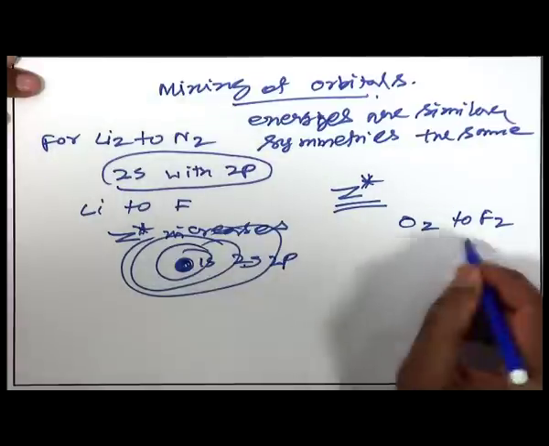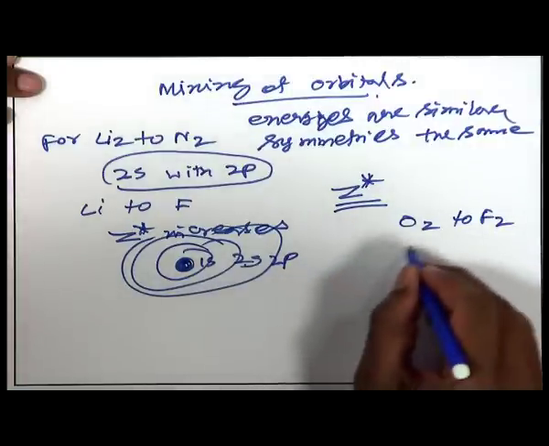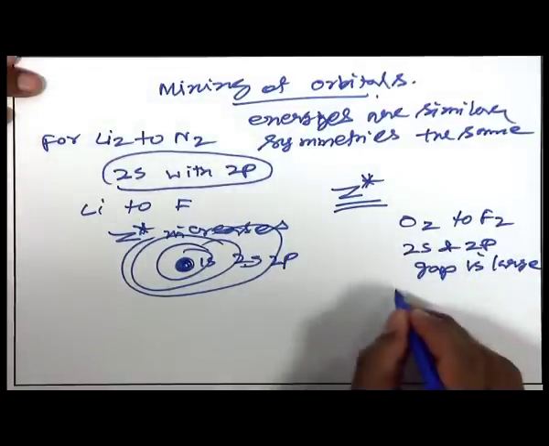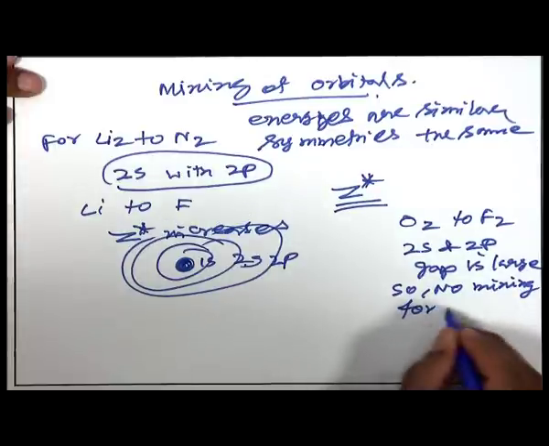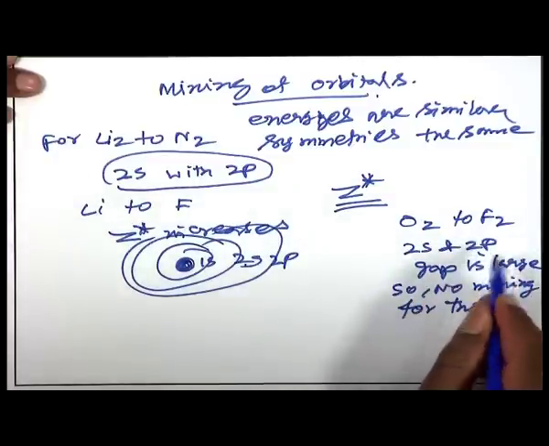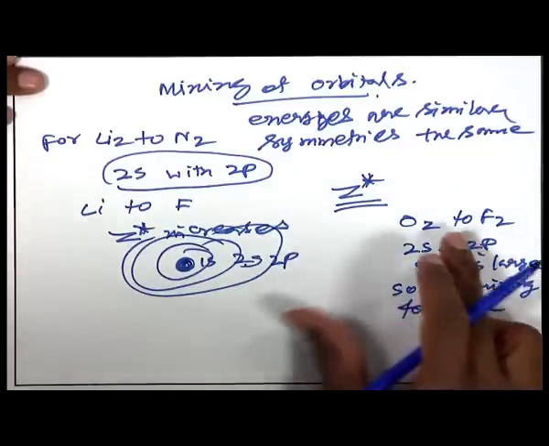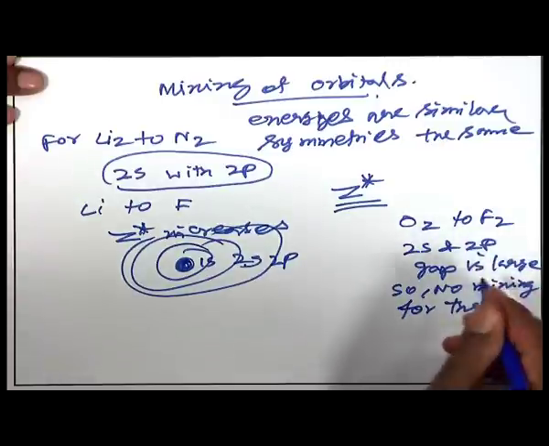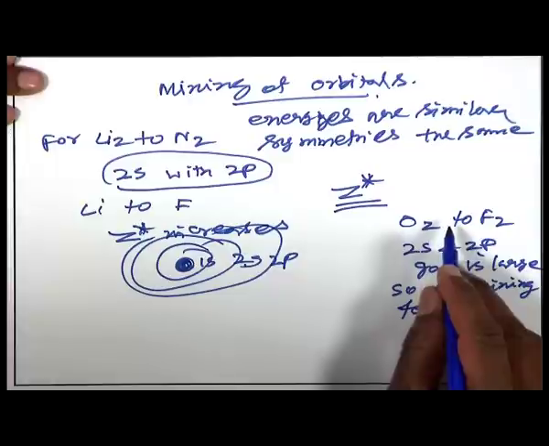If you go to O2 and F2, the nuclear charge is increased. So the mixing is less here, because the 2s and 2p gap is large. So, no mixing. For these molecules or elements, there is no mixing of 2s and 2p orbitals. What is the reason? The energy gap is more. Why is the energy gap more? Because nuclear charge is higher. When nuclear charge is higher, the 2s orbital is pulled more compared to the 2p orbital. So, that means the gap is increased. When the gap is increased, the energy difference is more, and there is no mixing. That is what happens for the elements located on the right side.